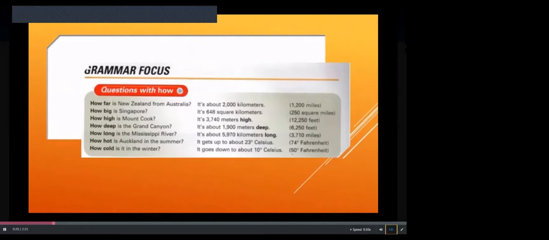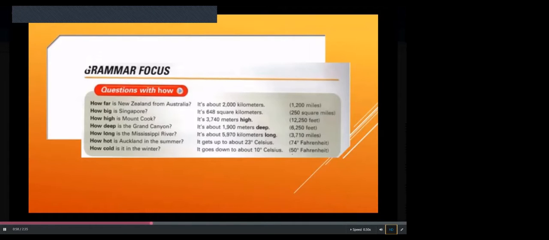How far is New Zealand from Australia? It's about 2,000 kilometers, 1,200 miles. How big is Singapore? It's 648 square kilometers, 250 square miles. How high is Mount Cook? It's 3,740 meters high, 12,250 feet. How deep is the Grand Canyon? It's about 1,900 meters deep, 6,250 feet.